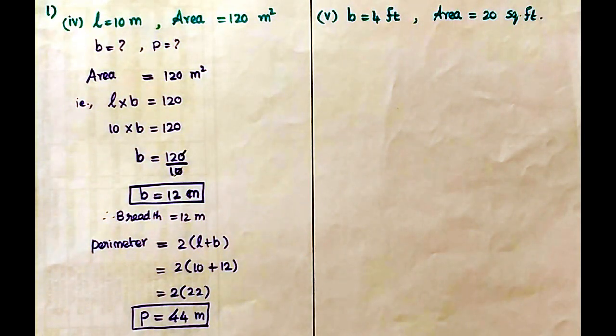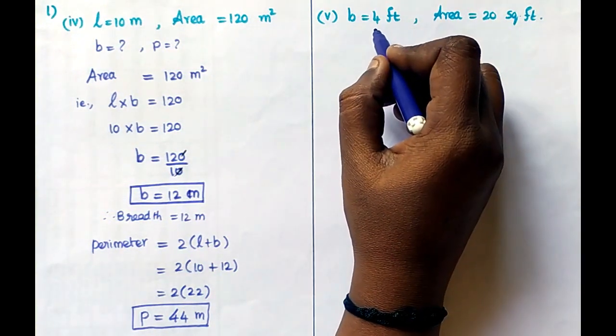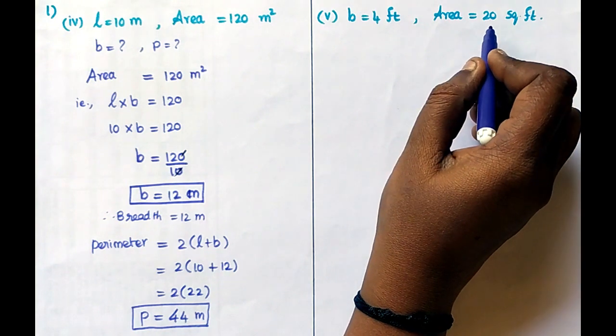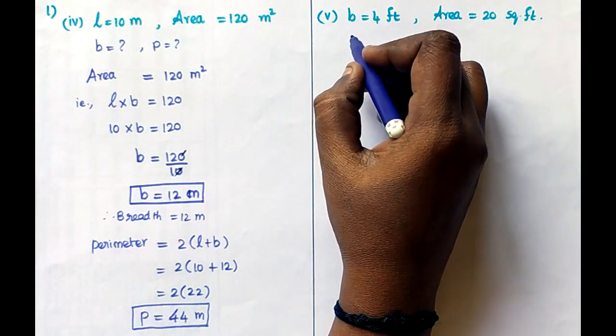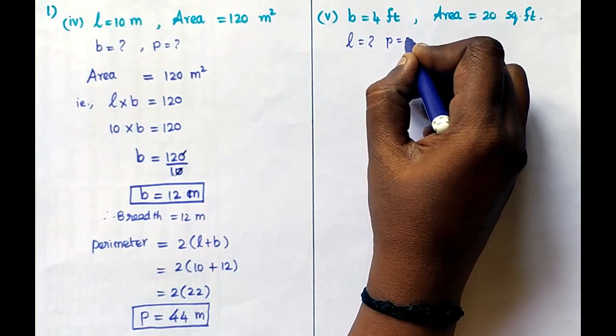That is the answer. Next one, fifth. B equal to breadth equal to 4 feet, A equal to 20 square feet. They have given area and breadth. We have to find out length and perimeter.